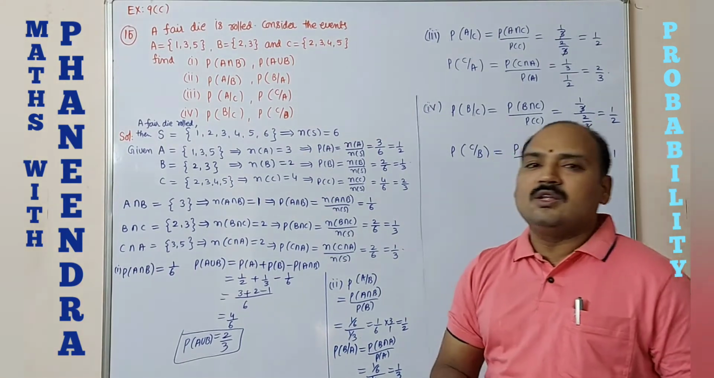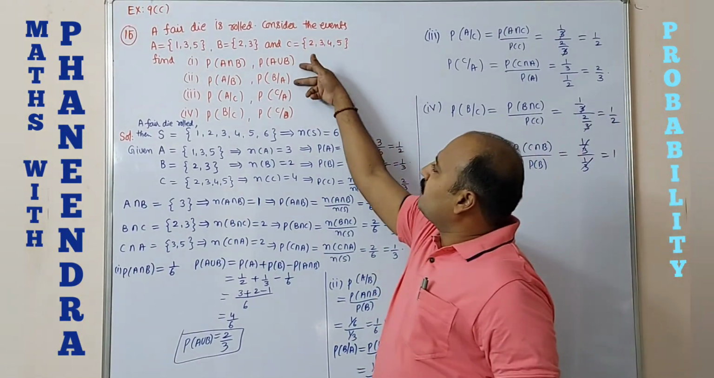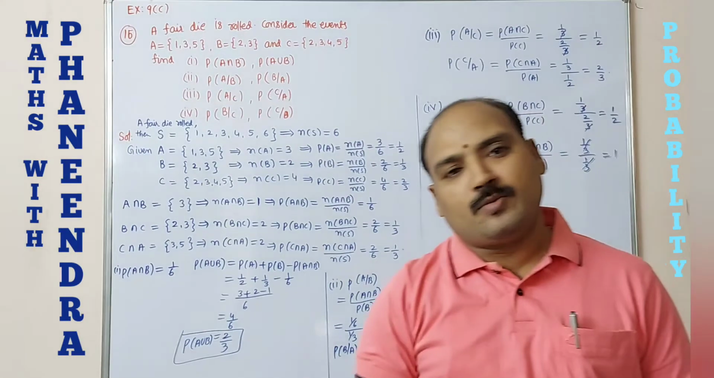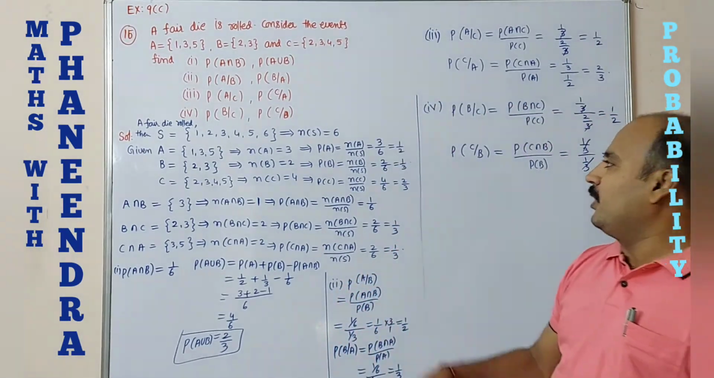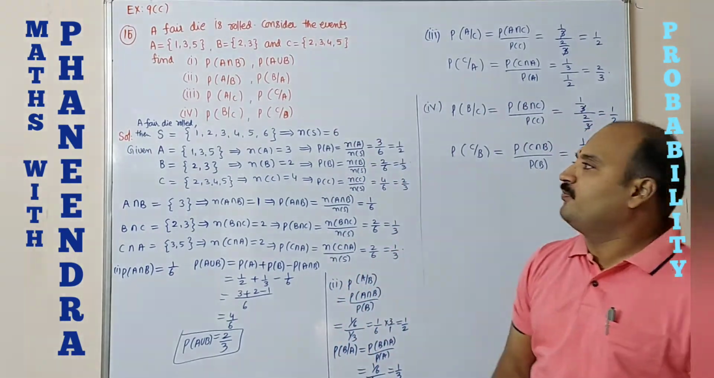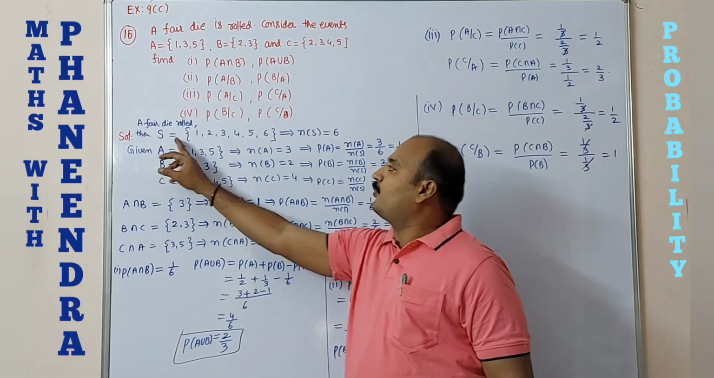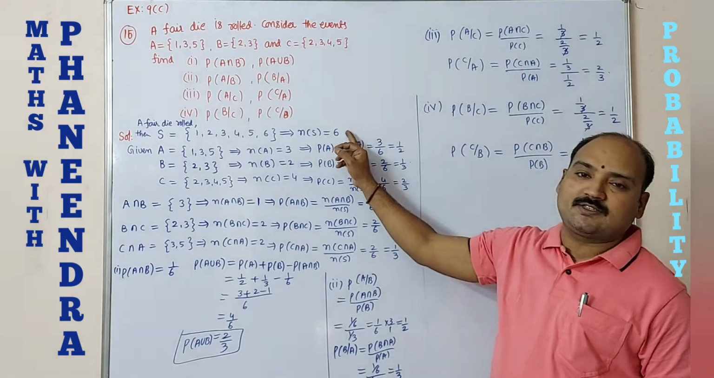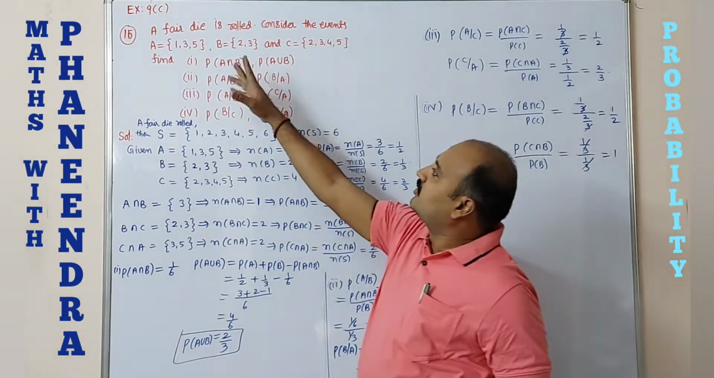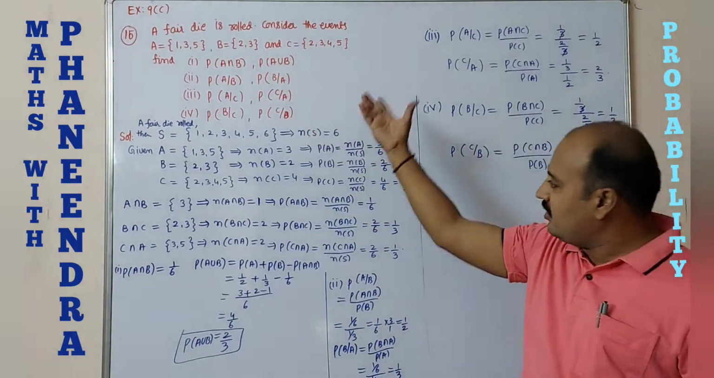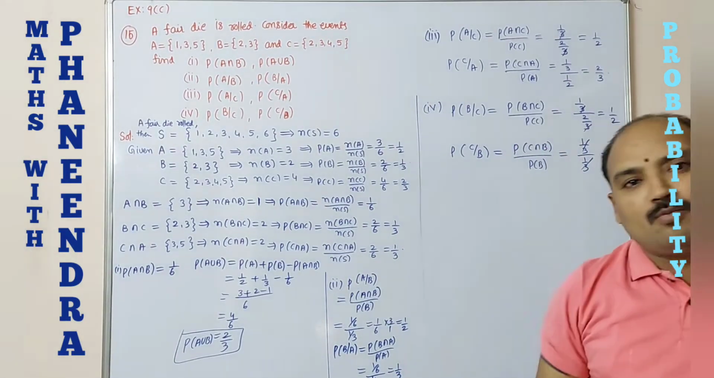This is the way they will ask any two of them, any one of them, for 2 marks or 4 marks. Dear students, keep in mind, this is the way you can work out. This is the very important step. If a die is rolled, the total possibilities are 6, that is N of S. After that, according to the sets, A, B, C events are given. Based on that, we can do that. We'll move on to the next question.